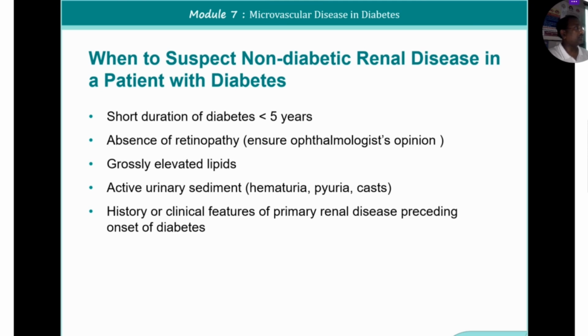Okay, short duration. So usually in type 2 diabetes, proteinuria may be present at the time of diagnosis itself, but in type 1 diabetes, if last year it was type 1 diabetes and this year already proteinuria, that is not possible. It will take a minimum of 5 to 10 years to cause nephropathy. Absence of retinopathy, so ensure the ophthalmologist's opinion. Grossly elevated lipids, so a massively deranged lipid profile.